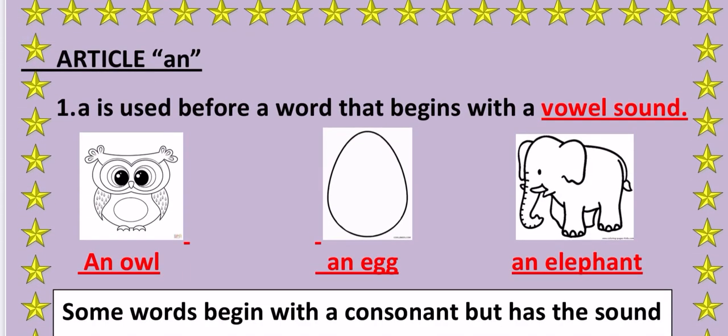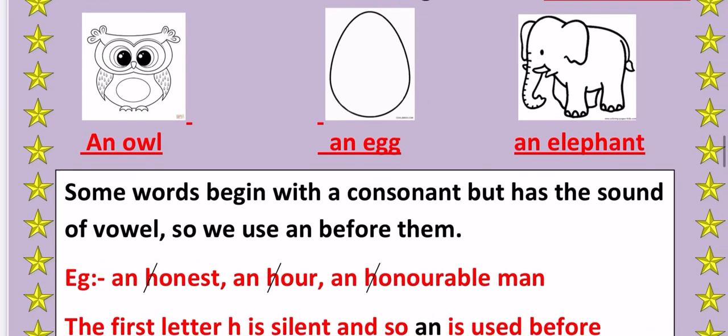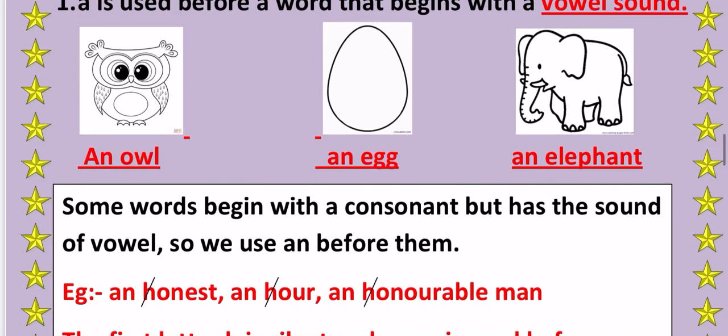Next is article an. Article an is used before a word that begins with a vowel sound. What are vowels? A, E, I, O and U. An owl, an egg, an elephant. These all start with a vowel. So we will use an before these words.